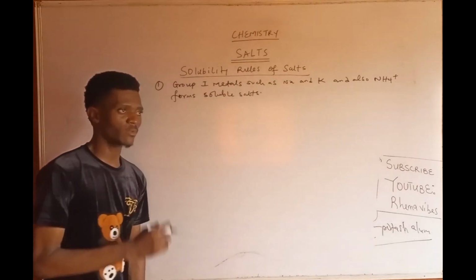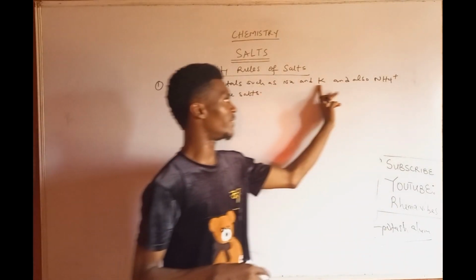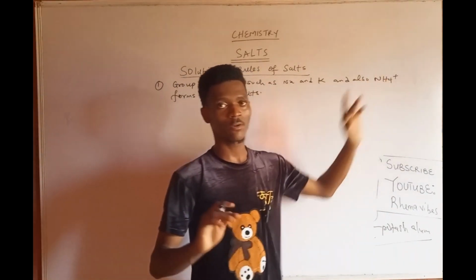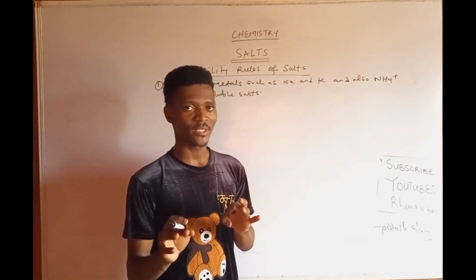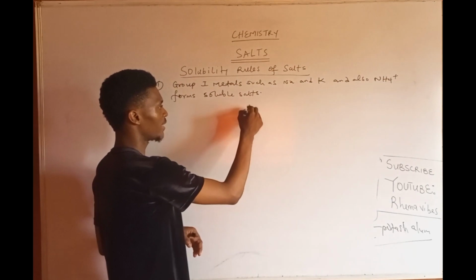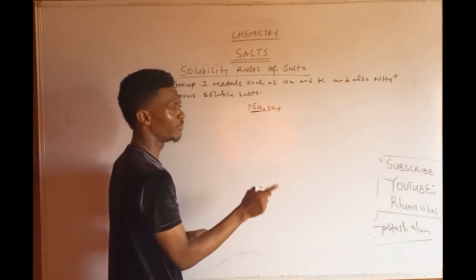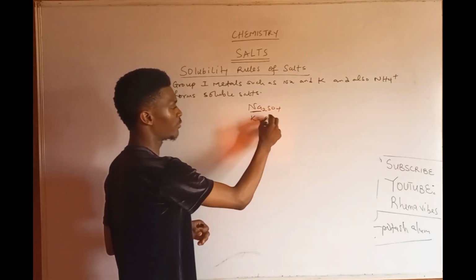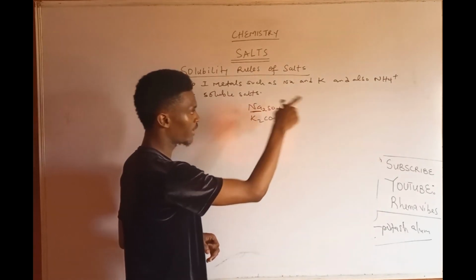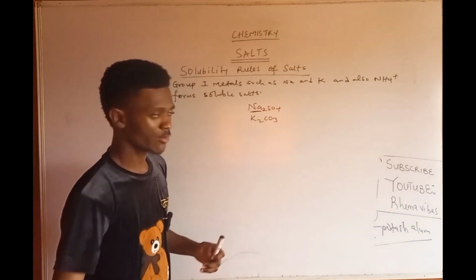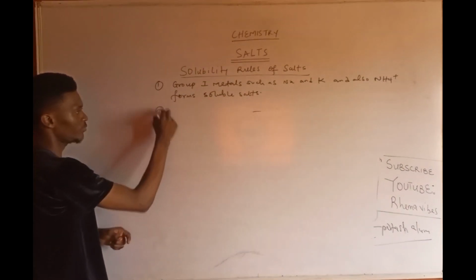Let me explain what this means. It means that any salt compound that contains Na, K, and NH4 is considered to be a soluble salt, without exception. Hope you got that. It's just like if I write Na2SO4, so long as there's the presence of Na, it is soluble. If I write K2CO3, soluble. So long as there is Na, K, or NH4, just know they are soluble salts.